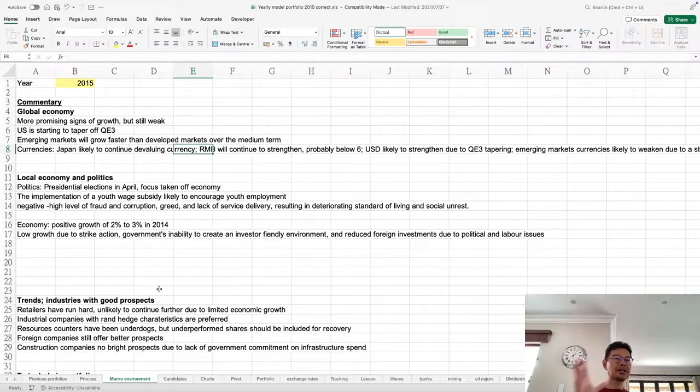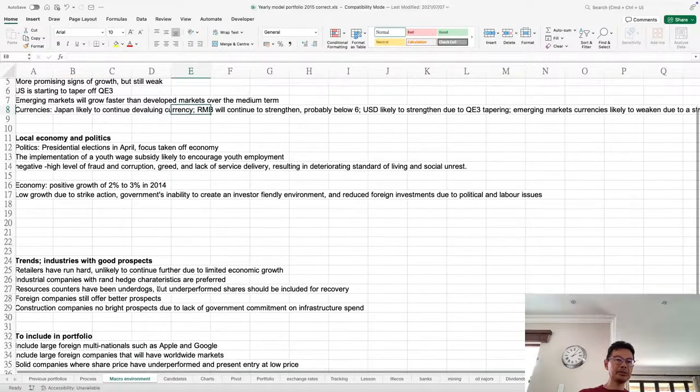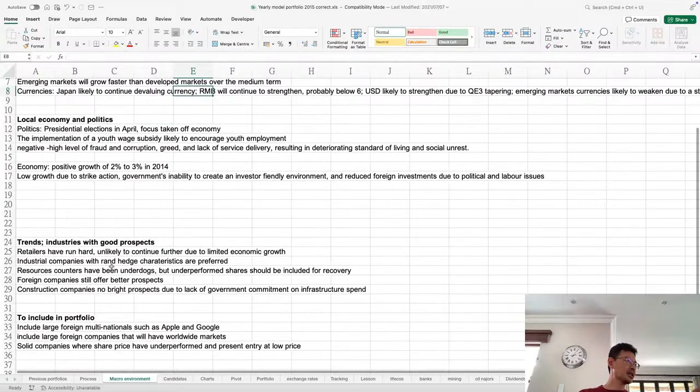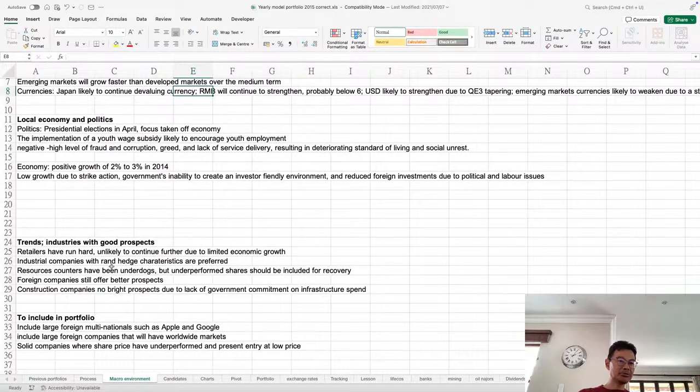So I look at the global economy, promising signs of growth in the US and the emerging markets, and the currencies, and looking at the local economy and the politics. And then also look at the industries with good prospects. So I put down there retailers, industrial companies, resources, to include in the portfolio. So based on this, I filter down to what I want to include in the portfolio.